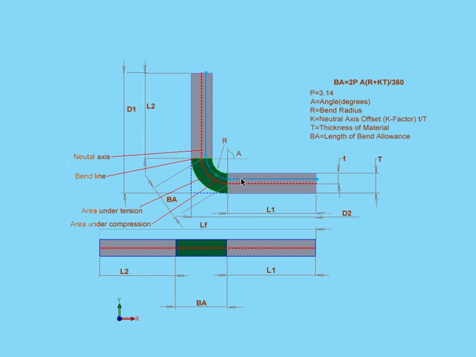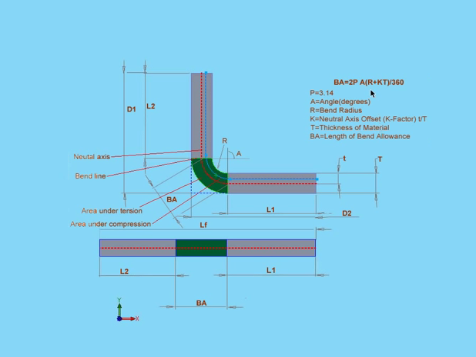The inside bend is indicated in blue in my diagram. The more the part bends, the closer the neutral axis will lie to the inside of the part. The K-factor, as we've seen here, equals T, or the offset distance to the neutral axis. We divide that by big T. That's the thickness of the material.